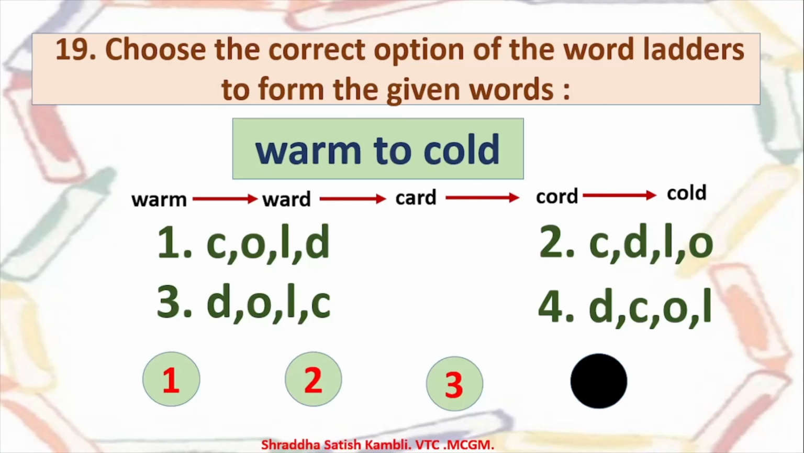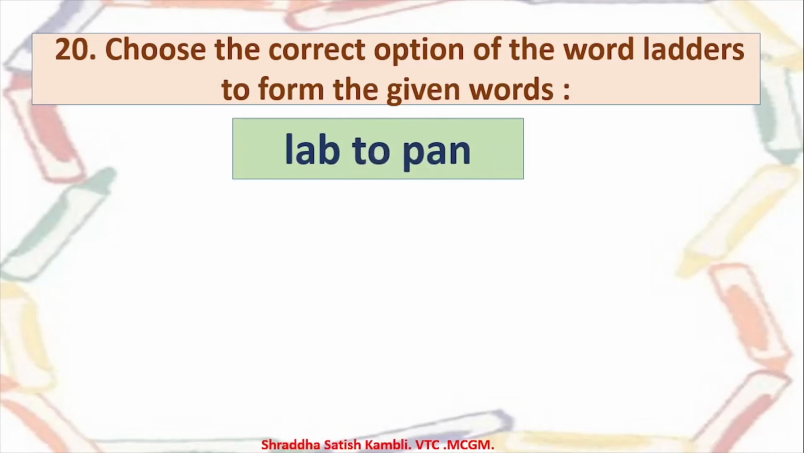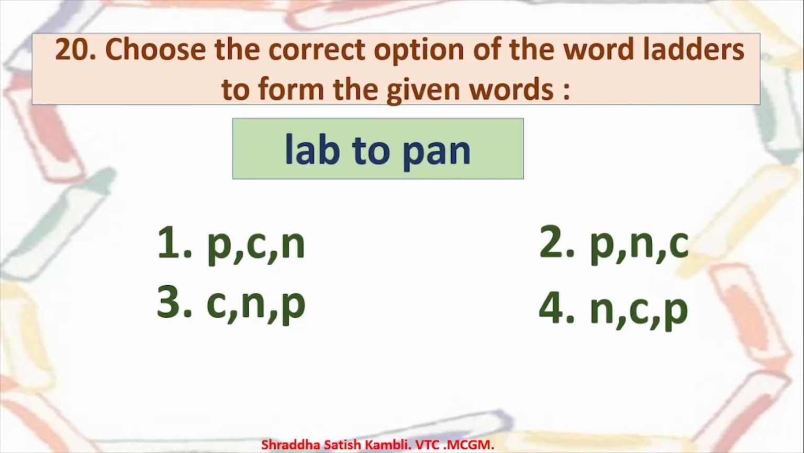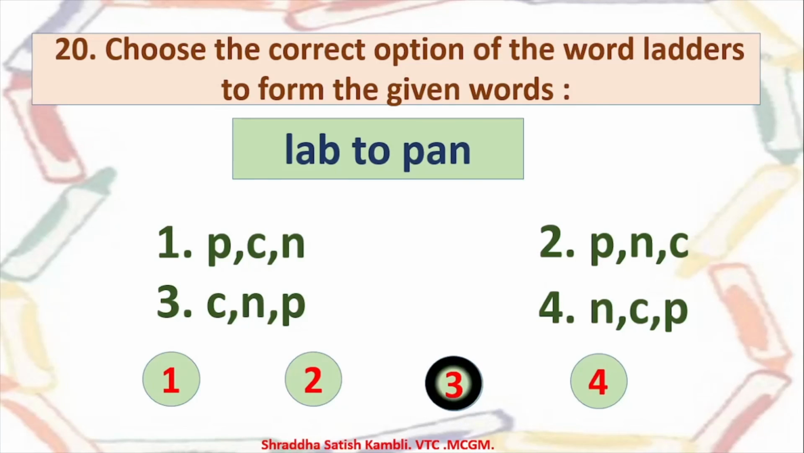Coming to the last example that we have in this particular video, lab to pan. Let's see the sequences. So 1 PCN, 2 PNC, 3 CNP and the fourth one NCP. So which will it be? It will be the third one, CNP. Let's see how. So LAB, lab, will become CAB, cab, which will become CAN, can, which will become PAN, pan.